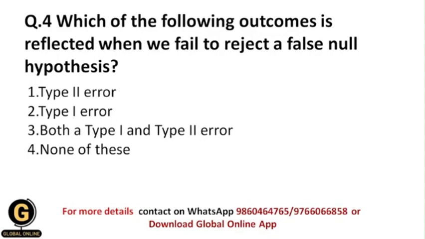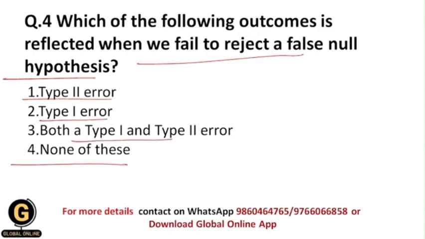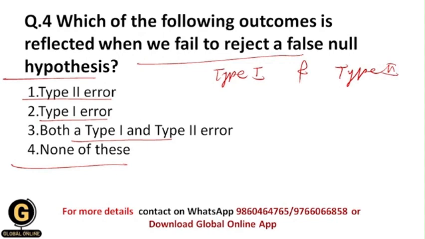Which of the following outcomes is reflected when we fail to reject a false null hypothesis? So whenever we fail to reject a false null hypothesis, then what will happen? So whether there will be type 2 error or there will be type 1 error, or both types of errors, type 1 and type 2 error, or none of these. So students, basically there are two types of errors in the whole null hypothesis testing part, and those are type 1 error and type 2 error.